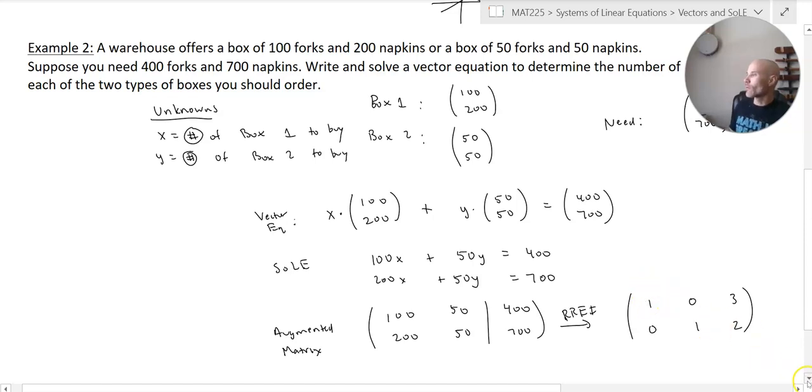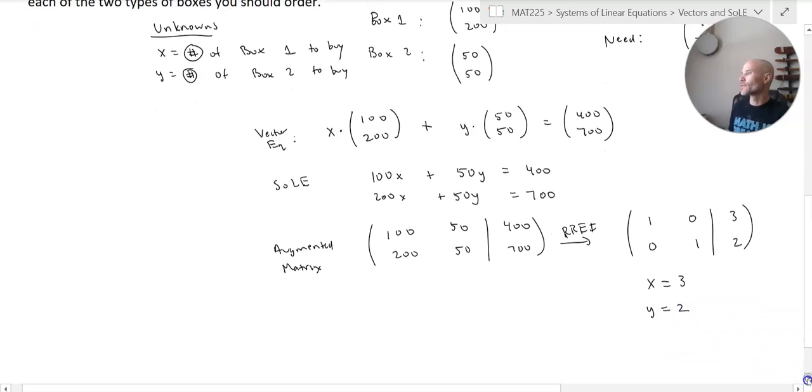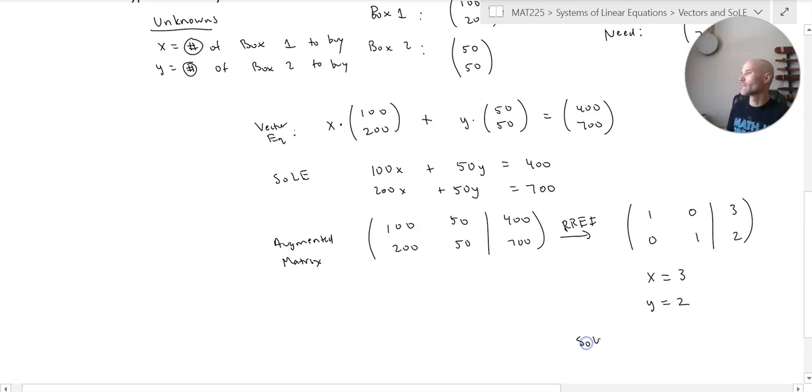And so remember, our final step is always to figure out, what is this saying? It's saying 1x plus 0y equals 3, which means x equals 3. 0x plus 1y equals 2, which means y equals 2. And so our solution set, which in this case is just a single ordered pair, a unique solution, is x, y equals 3, 2. So we should purchase 3 of box 1 and 2 of box 2.